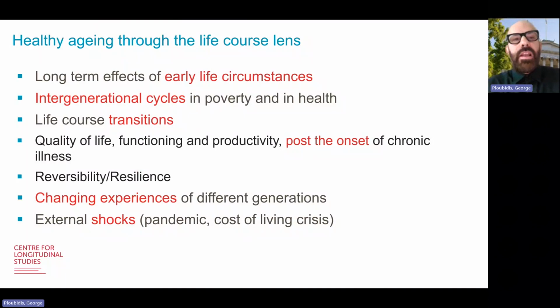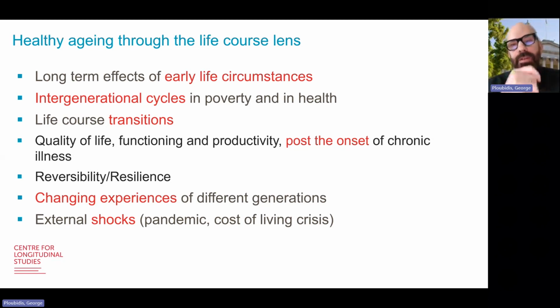First of all, you can think of the long-term effects of early life circumstances. You may be thinking, okay, George, this is about aging. Why bother about early life? Well, early life matters. Early life matters throughout the life course. And I will give you some examples on that later on. Of course, we can think of the impact of intergenerational cycles of poverty and health and how this impacts various outcomes in later life. A very important topic where all the cohorts do really well is about transitions in various areas of our lives, and how these can impact various outcomes in later life.